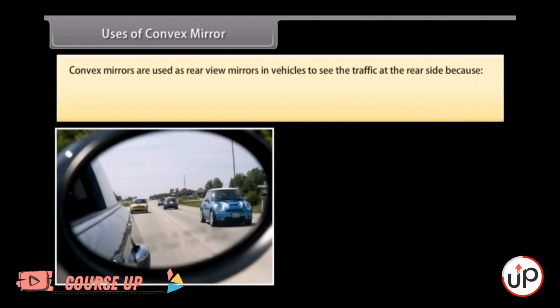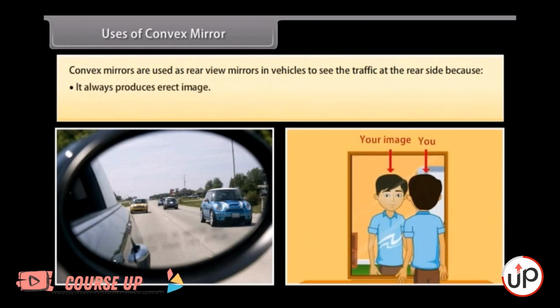Uses of convex mirror. Convex mirrors are used as rear view mirrors in vehicles to see the traffic at the rear side because it always produces an erect image. The size of the image is small, so we can see a wide field of view of traffic behind.